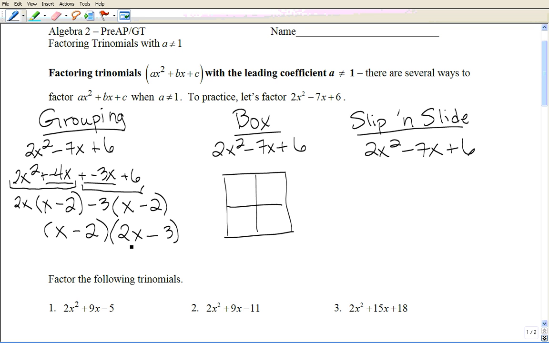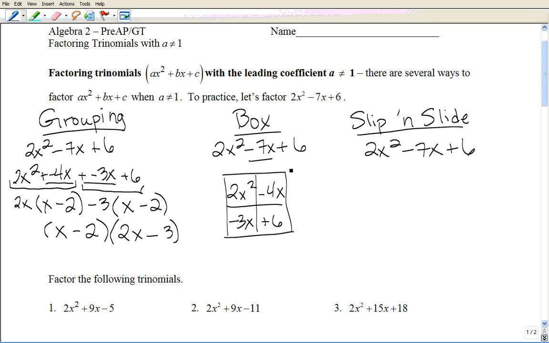Next we have the box, which is a way that you have likely seen before. So we start out by putting the 2x squared in the top left corner, the plus 6 in the bottom right. Okay, so we want to multiply the 2 and the 6 together. So 2 times 6 is 12. And we think, what factors of positive 12 add up to that negative 7? And again, we get a negative 4 and negative 3.